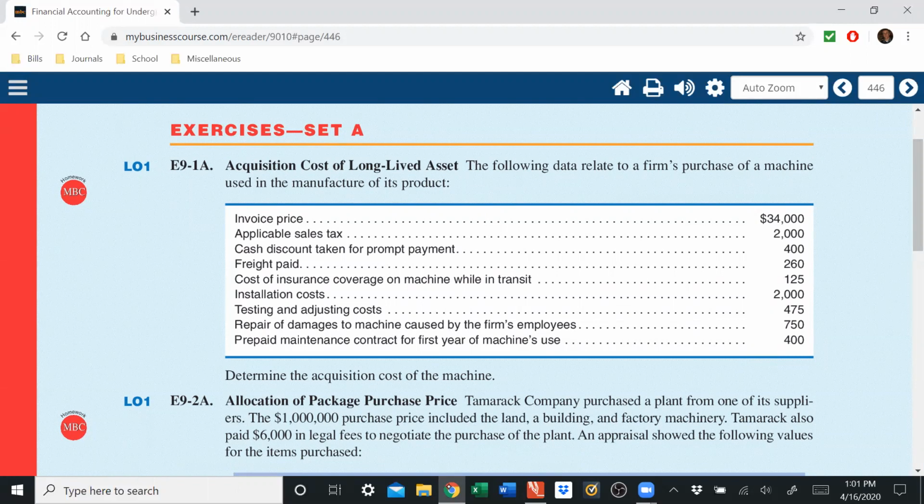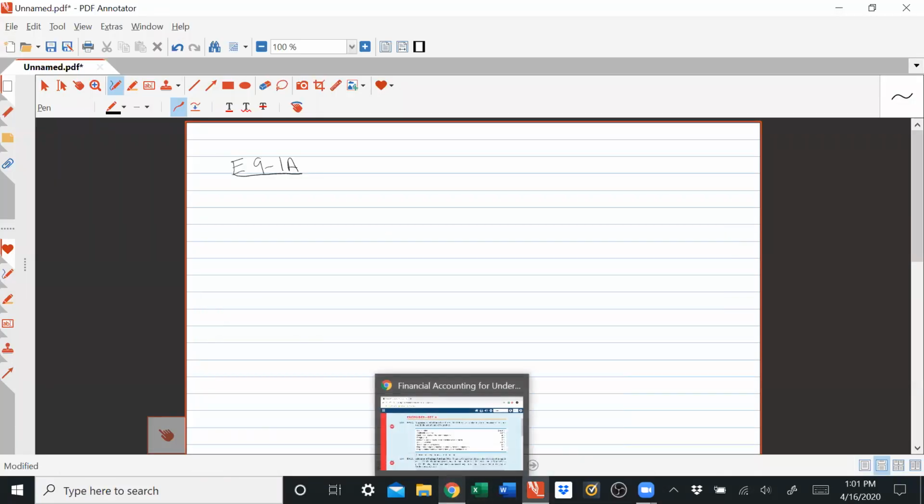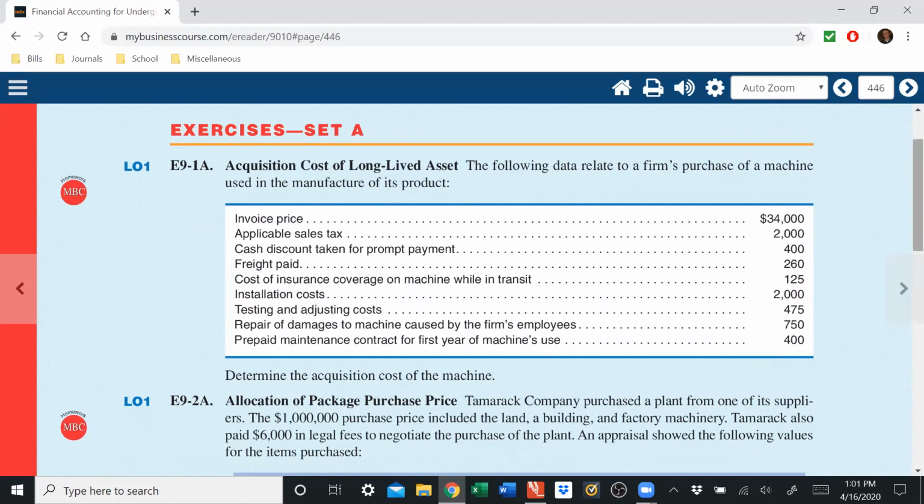So here we would have the invoice price, $34,000. Let's just talk through it and then we'll write some. Then we needed to subtract the discount because we paid within the discount period, so we didn't have to pay $34,000. We paid $33,600. Also, we paid the sales taxes. Also, we paid shipping. We insured the machine while it was in transit to us. We had to pay for the machine to be installed.